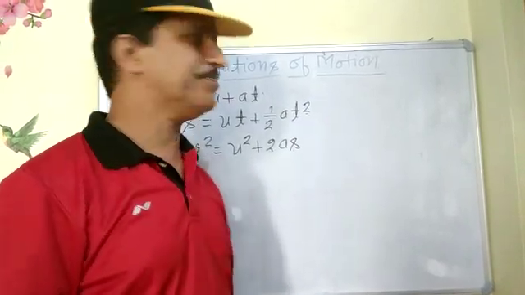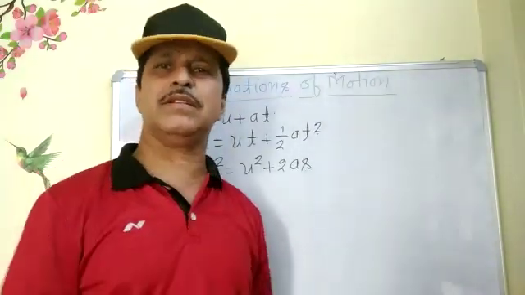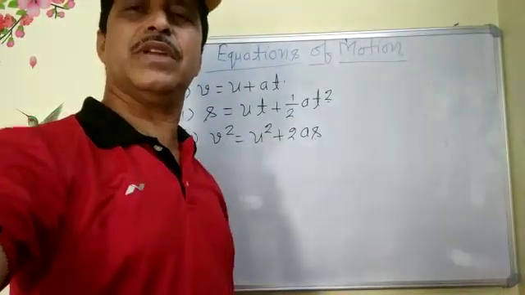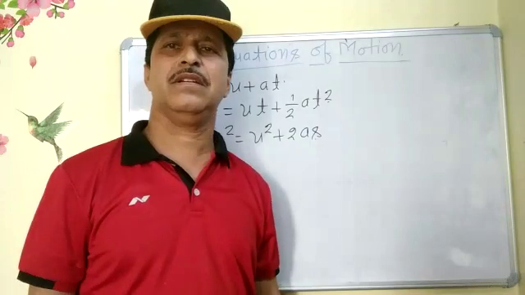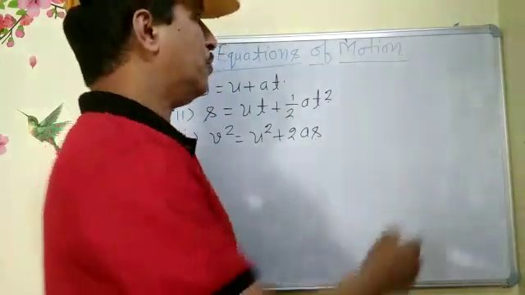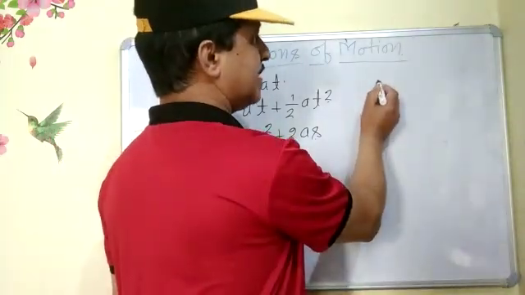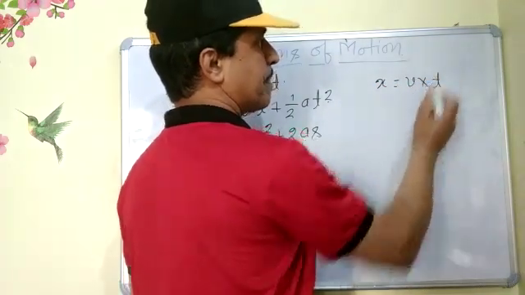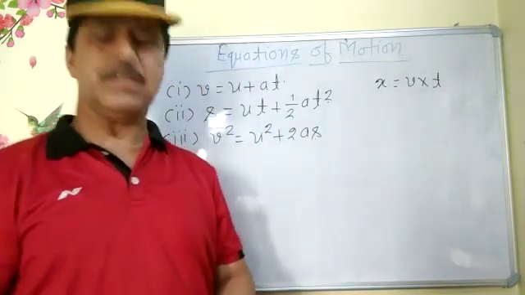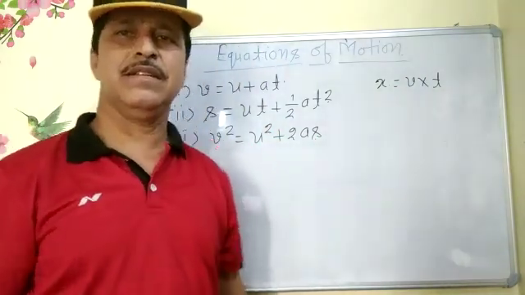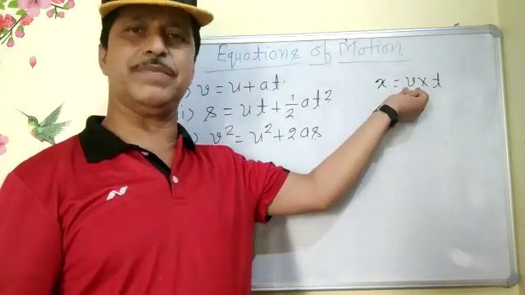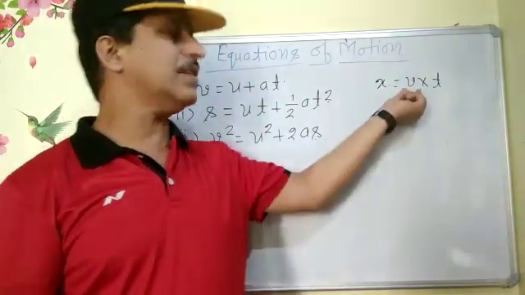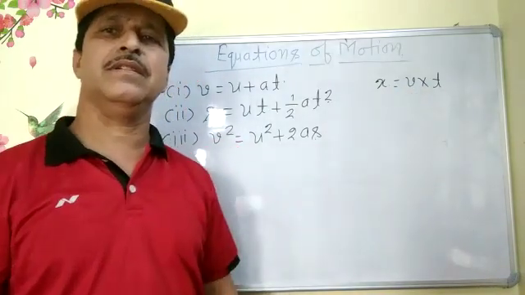Today I am here to discuss with you what are called the equations of motion. You know that if a particle is traveling with a constant speed, then you determine the distance traveled by using the equation distance equal to speed into time. This equation is valid if the velocity or the speed is constant, or if we are using the average velocity of the given particle.